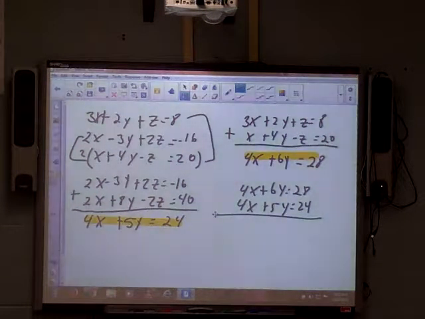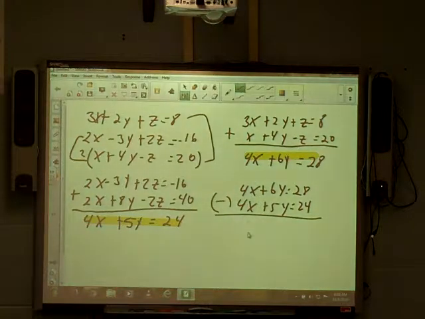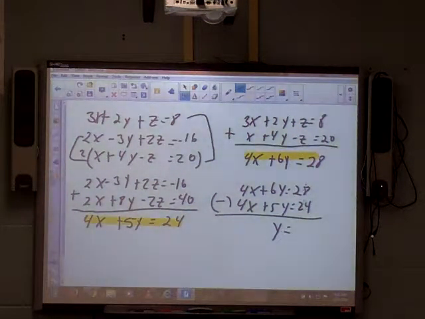My 4x's are same signs, so I'm going to subtract. 4x minus 4x is nothing. This works out just about as good as it can. 6y minus 5y is positive y. 28 minus 24 is 4. So there's your y.